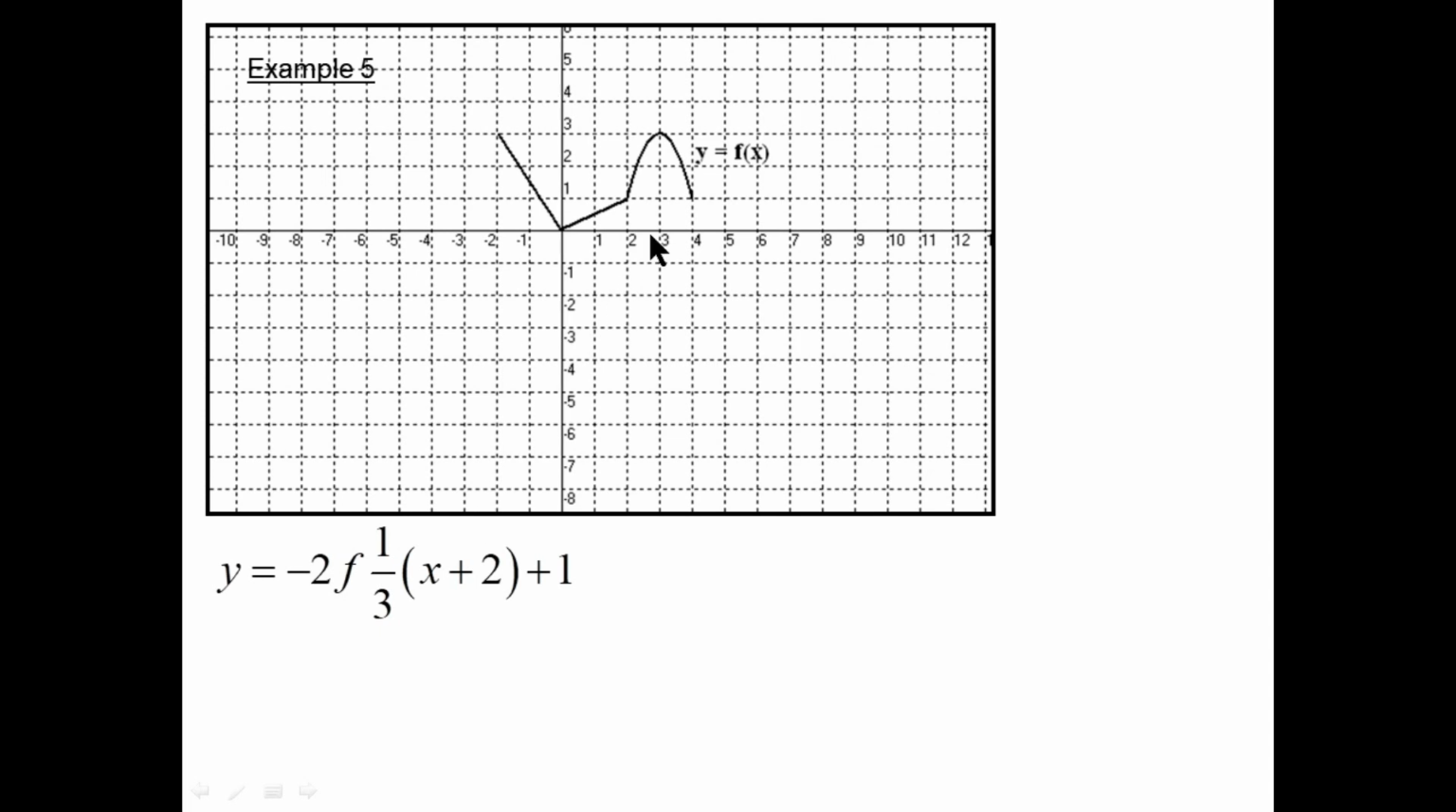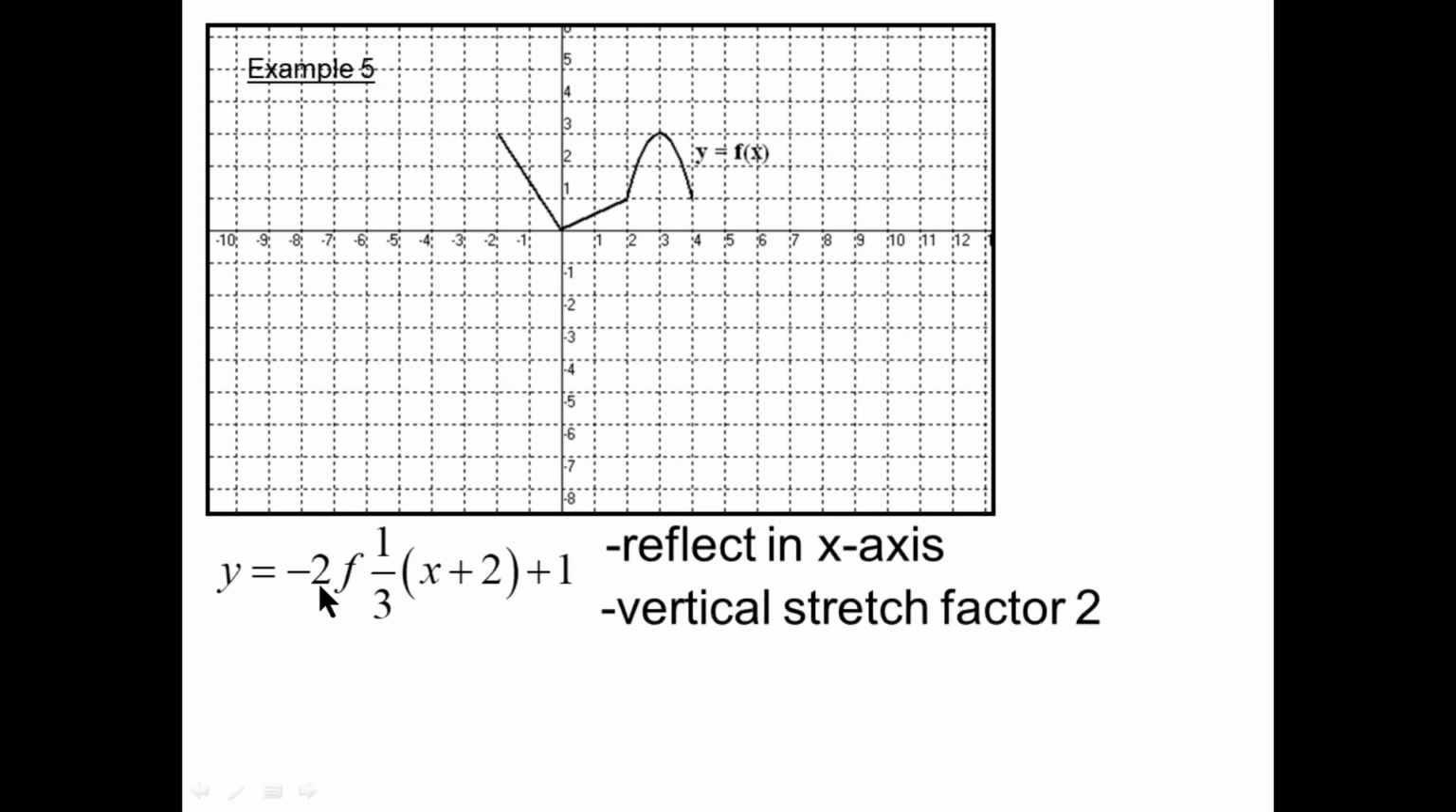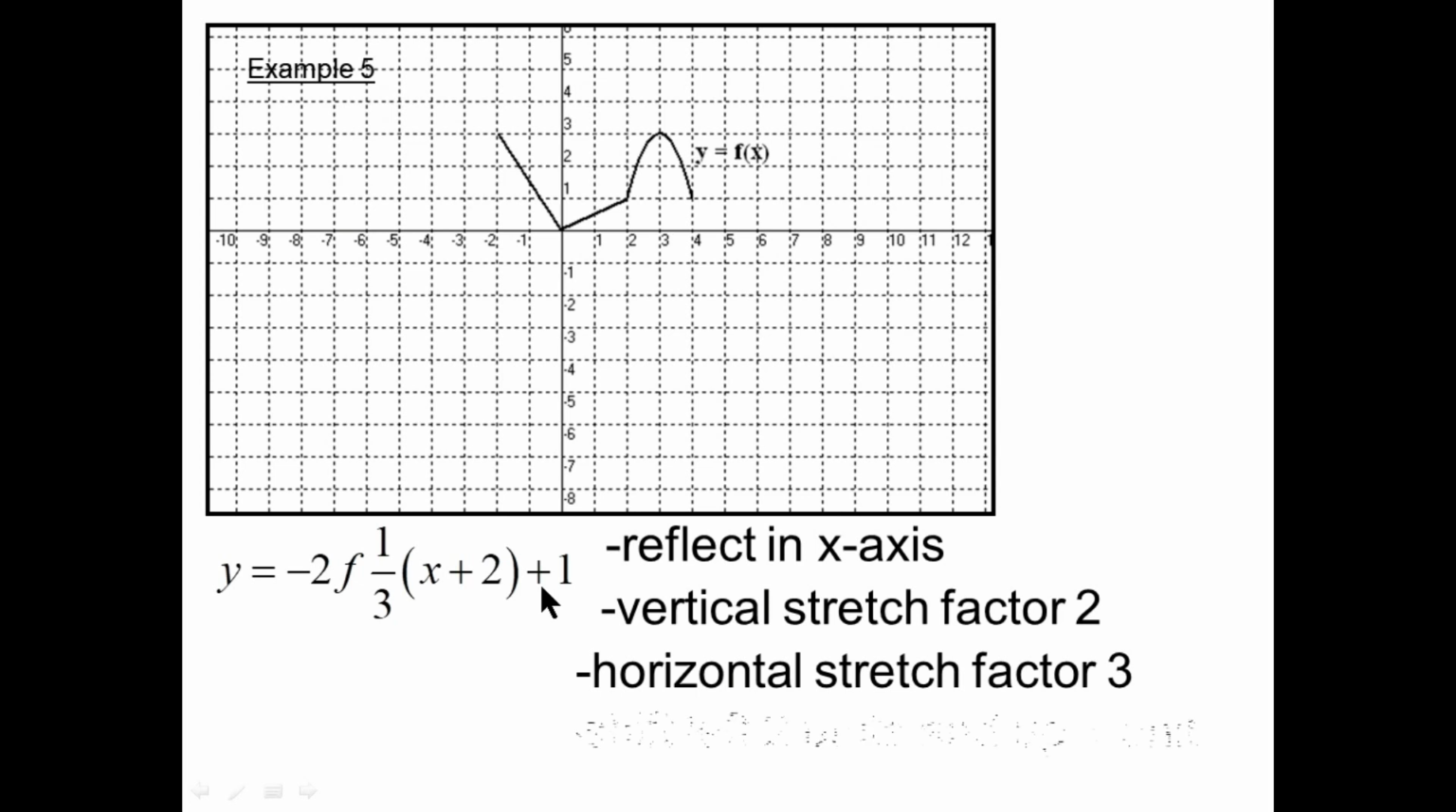Here's another example. Given y equals f of x, some funny looking graph. Graph y equals -2 f of a third times x plus 2 plus 1. We'll list the transformations, left to right. The first thing I encounter is a negative sign. Reflect in x-axis. Vertically stretch times 2. Horizontal stretch, because when you divide by a third, you multiply by 3. So this is a horizontal stretch, because the number is less than 1. Putting it all together. And now we'll have to shift left 2, up 1.